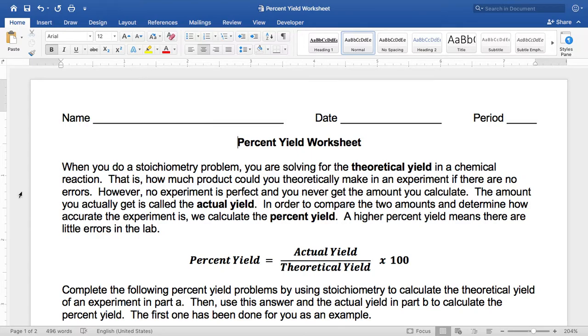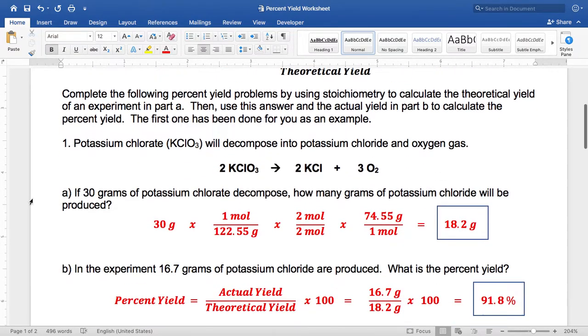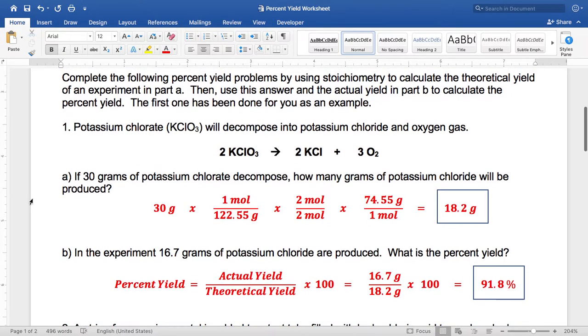So you're going to complete the following percent yield problems by using stoichiometry to calculate the theoretical yield of an experiment in part A. Then you're going to use this answer as your theoretical yield in part B, where you're also going to be given the actual yield and you're going to calculate the percent yield. The first one has been done for you as an example. So let's take a look at that.